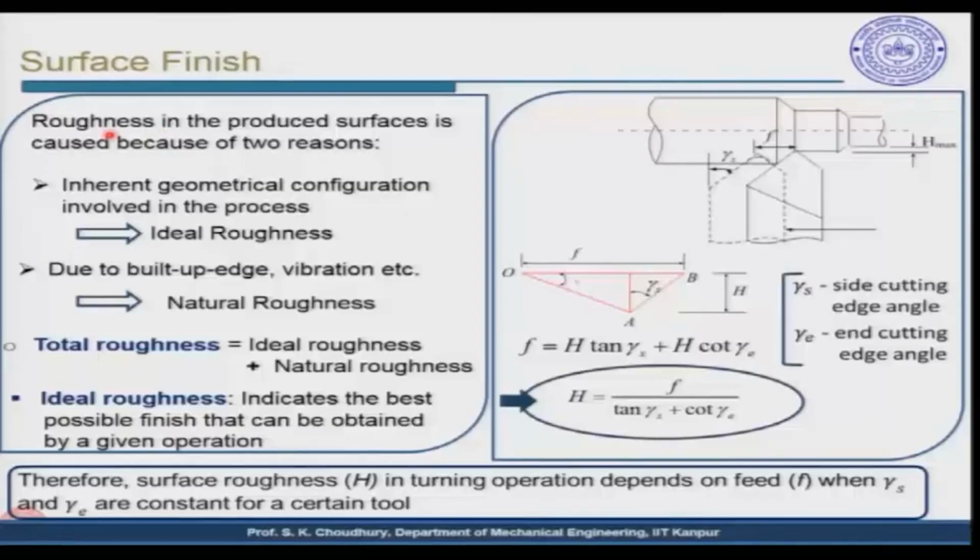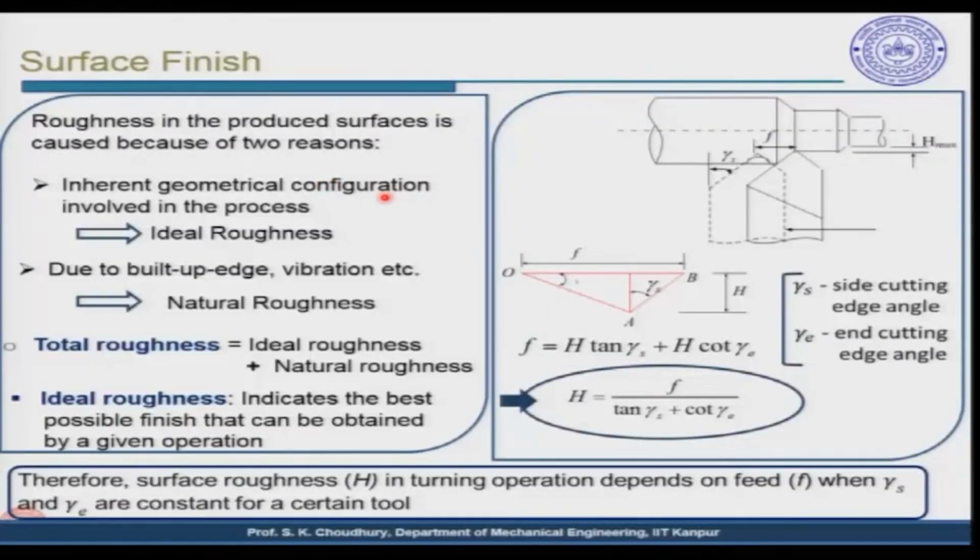Let us see why the surface roughness is produced on the machined surface. Particularly, the surface roughness in the produced surfaces is caused by two reasons. One is the inherent geometrical configuration involved in the process. What is that? We have a certain process, a certain machine tool of certain accuracy, and a certain combination of workpiece and tool material. These are the inherent geometrical configuration. That means we cannot have much control over it; this is given to us.